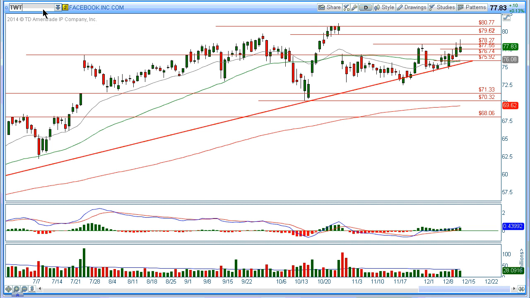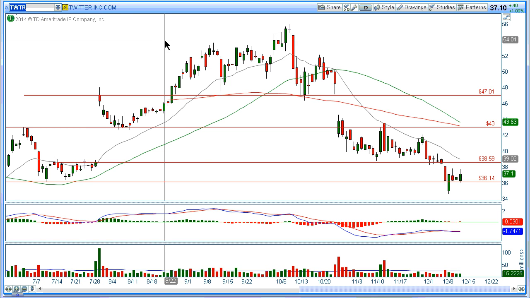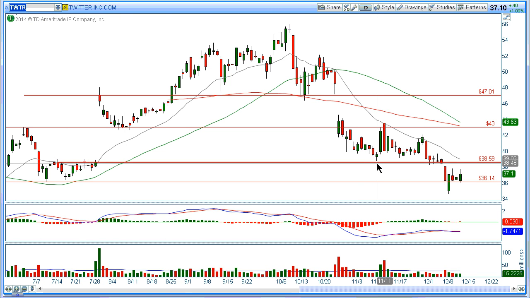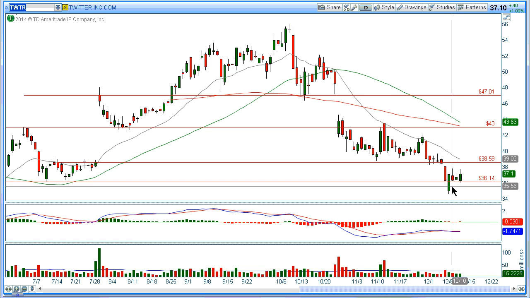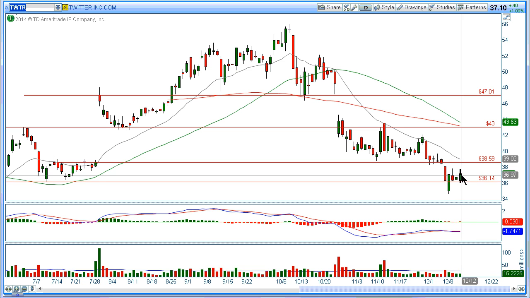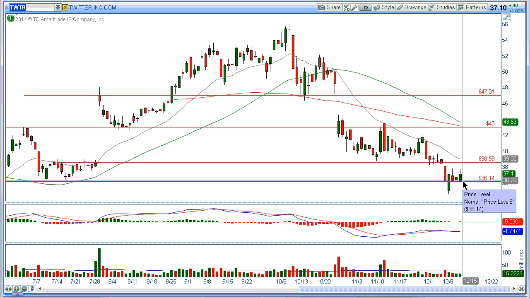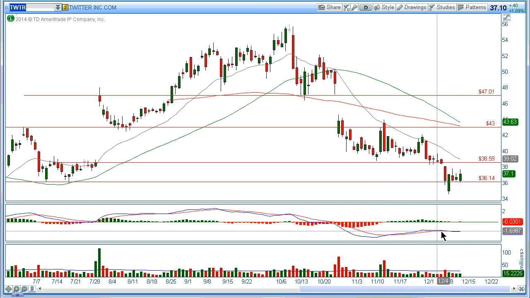And then the other one is Twitter. Twitter is kind of weak, and it broke through this 38.50, and then we're looking forward to a hold above this 36.14. It held for one day. It held for a couple of days, and right now it's still holding. It still looks kind of weak, although the MACD seems to have a little bit of a positive divergence here. If you compare the MACD here with the price, you can see there is some kind of positive divergence, which is encouraging.